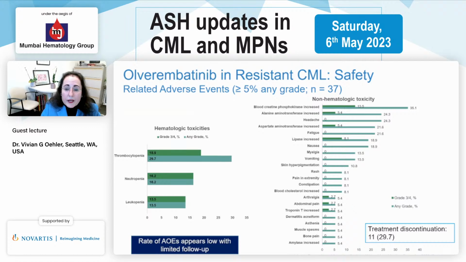We found that olverembatinib was well tolerated with the expected hematologic toxicities that we see in these heavily pretreated patients. The main non-hematologic toxicities were CK elevations, AST, ALT elevations, lipase elevations, headaches, nausea, and myalgias.